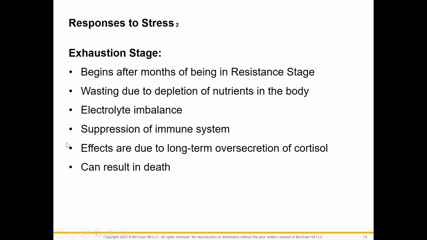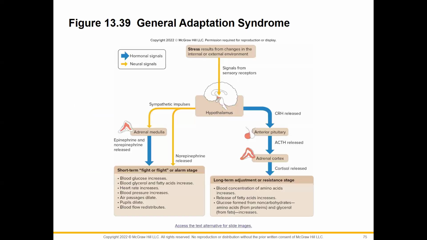The effects are due to long-term oversecretion of cortisol, and if a person is in this exhaustion phase for too long, it can result in death. So the moral of the story: learn how to manage your stress. Make sure that you are looking at this chart so that you can understand the general adaptation syndrome a little bit better.